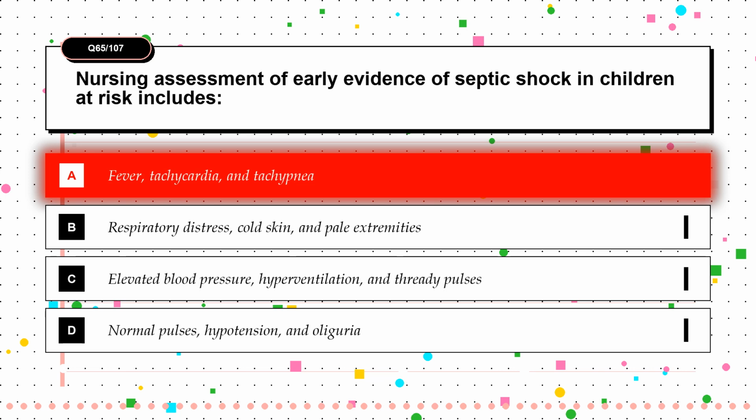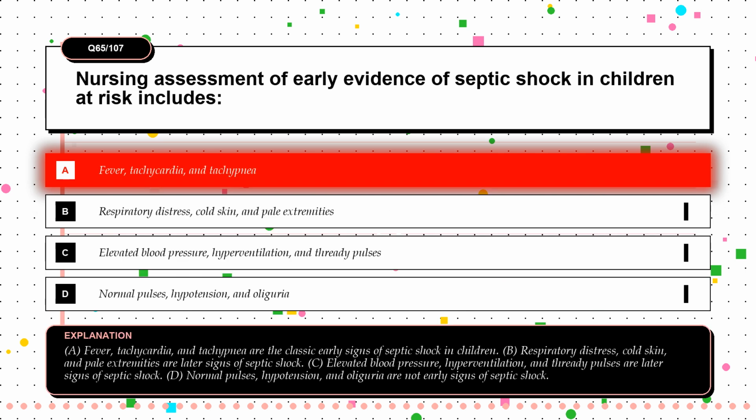The correct answer is option A. Fever, tachycardia, and tachypnea. A fever, tachycardia, and tachypnea are the classic early signs of septic shock in children. B. The respiratory distress, cold skin, and pale extremities are later signs of septic shock. C. Elevated blood pressure, hyperventilation, and thready pulses are later signs of septic shock. D. Normal pulses, hypotension, and oliguria are not early signs of septic shock.